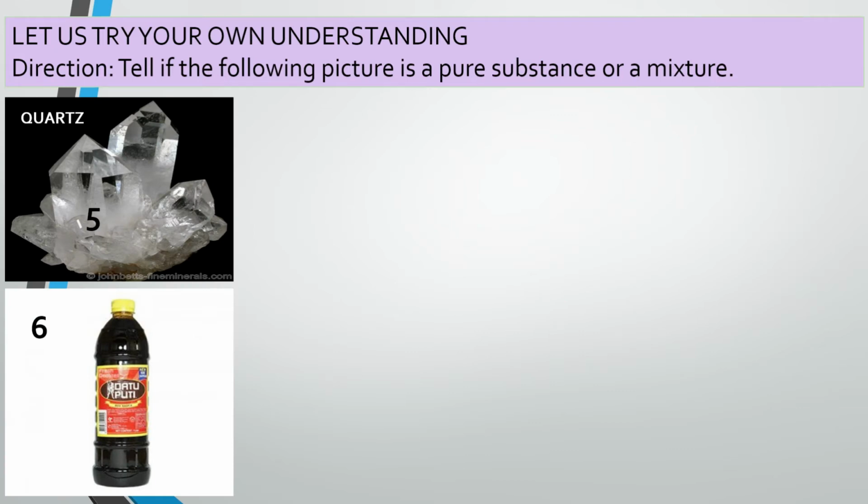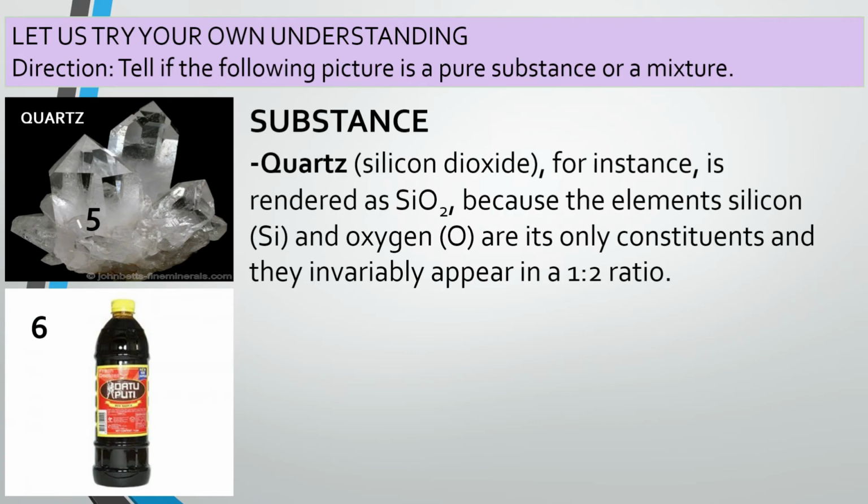Okay, another example is quartz. Quartz is said to be a pure substance which is the combination of silicon dioxide. So we have the silicon element and the oxygen element. That is a naturally occurring stone, so it is not man-made.